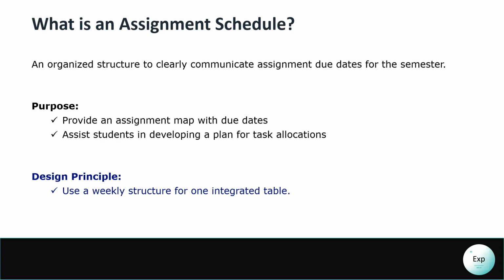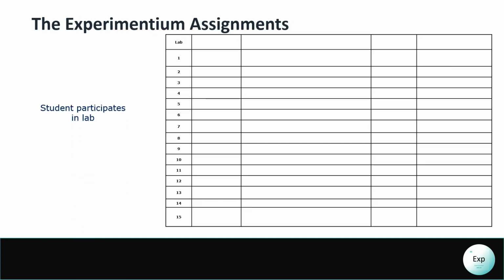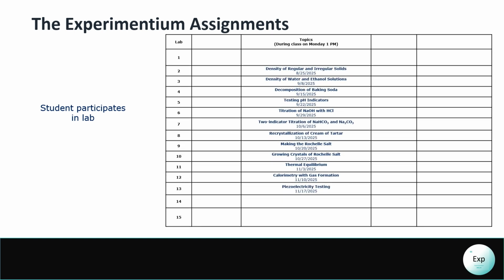Our design principle is straightforward. Use an integrated table with a weekly structure. The baseline is that students will participate in the lab. And you will get the list of experiments if you choose to build a course through Experimentium. Those titles with the associated class times can be integrated into the table. And I would place them into the third column. The first would have the weeks, the second would be blank, and the third one would have the topics with the dates assigned to it.